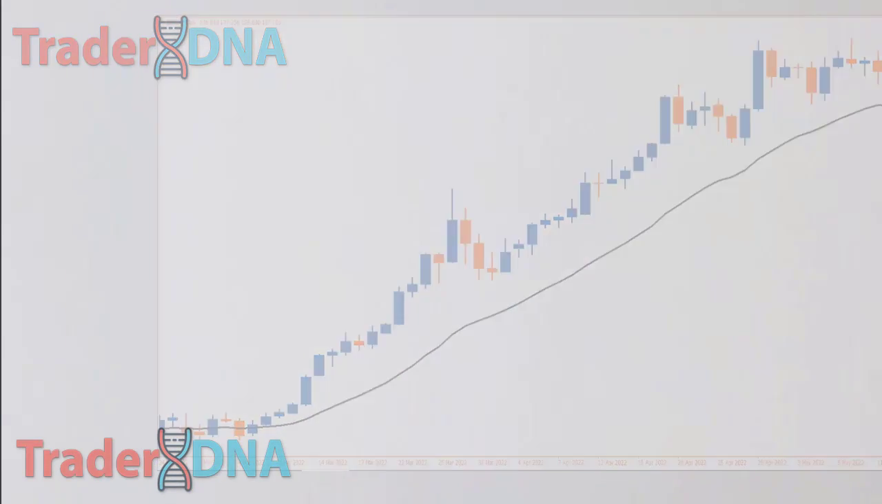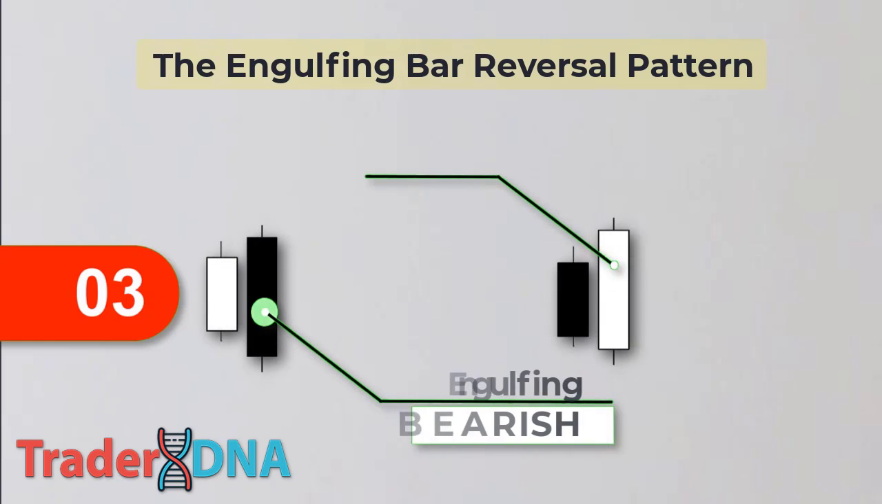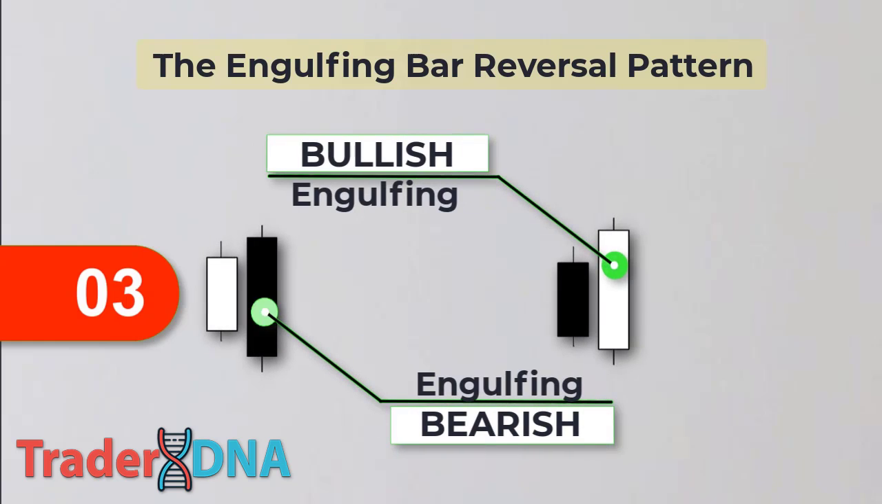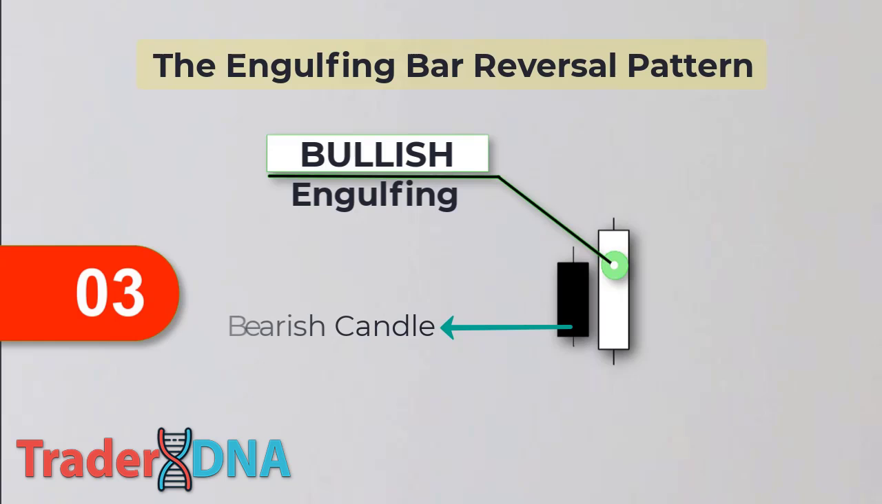Number 3. The engulfing bar reversal pattern. Similar to pin bars, bullish and bearish engulfing patterns also signal a reversal of the previous trend. Such patterns are also commonly called bullish outside bars and bearish outside bars. Bullish engulfing patterns are characterized by a bearish candle, followed by a bullish one that engulfs the smaller bearish candle. It basically means that the buyers have overtaken the sellers and that they have managed to move the price up.